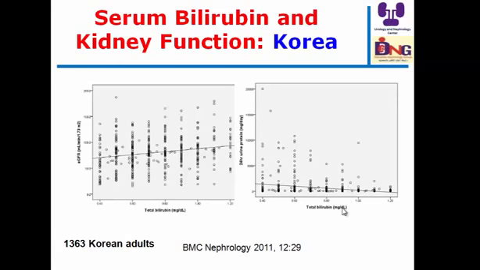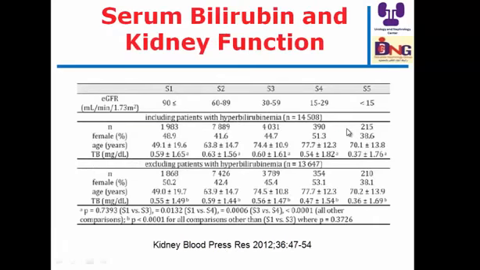And if you look here, the lower the serum bilirubin, the higher the degree of proteinuria. This means that the relationship between serum bilirubin and 24-hour urinary protein is an inverse relationship.